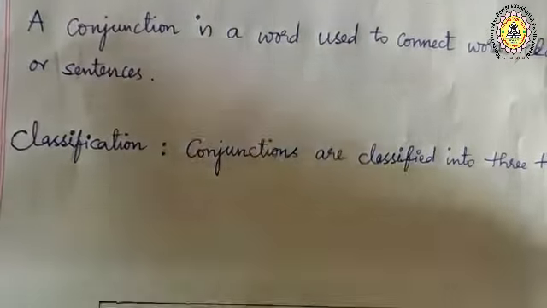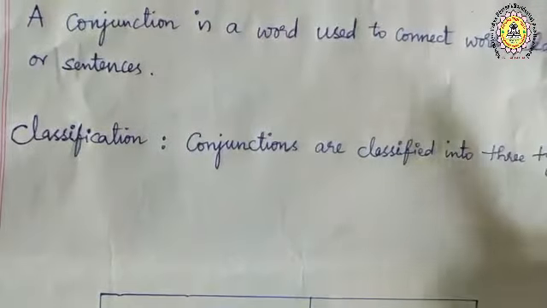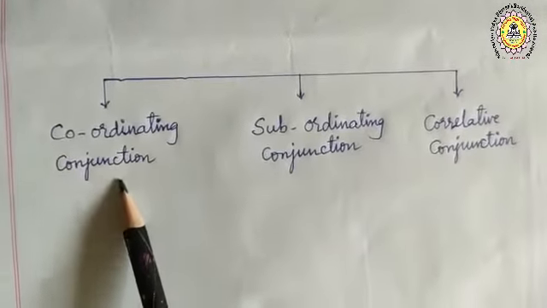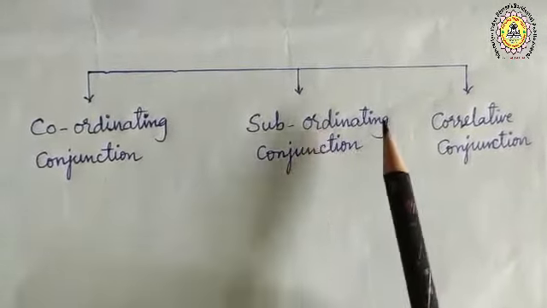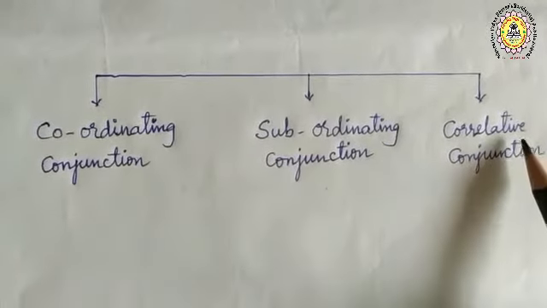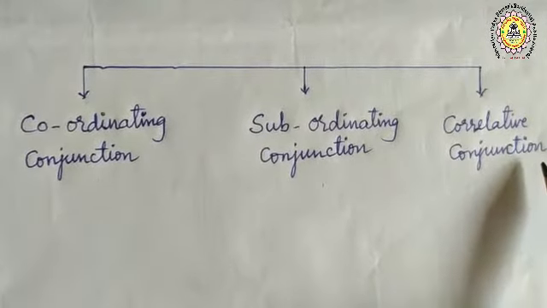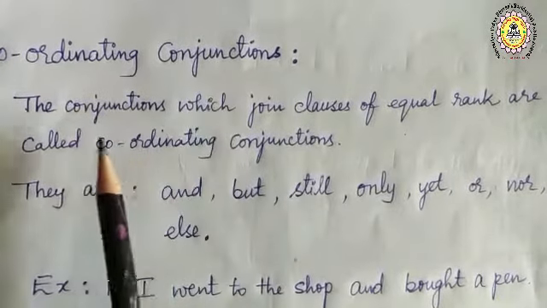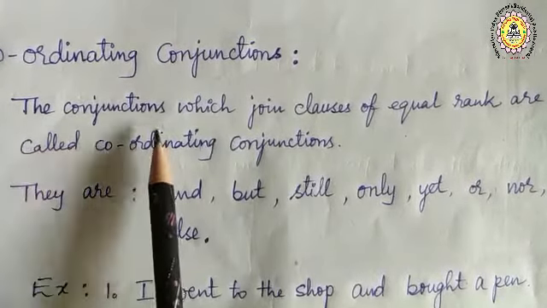Now, the conjunctions are divided into three types. First one, coordinating conjunctions. Second one is subordinating conjunctions. Third one is correlative conjunctions. First one is coordinating conjunctions. Let us see the definition of it.